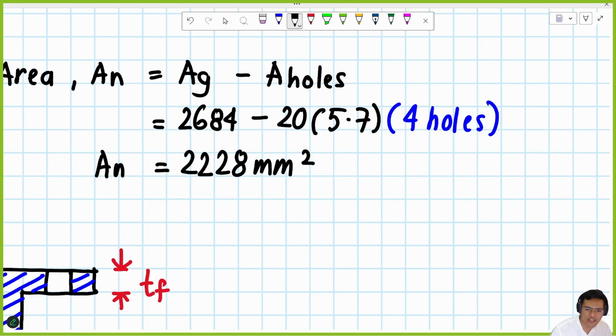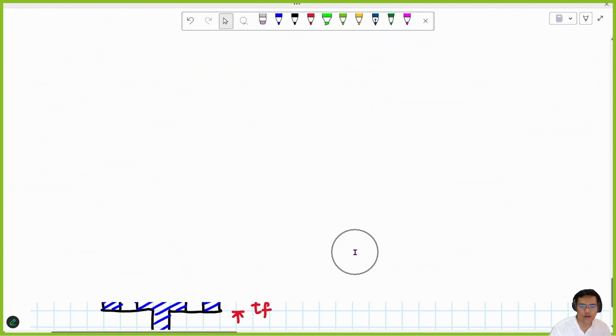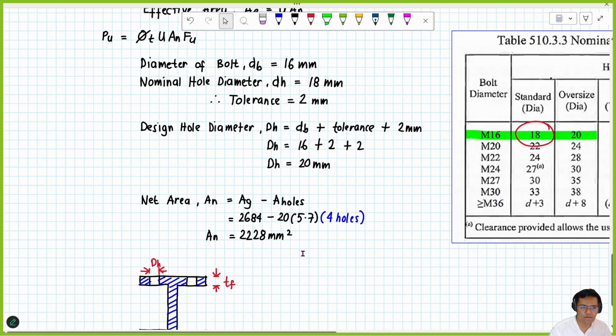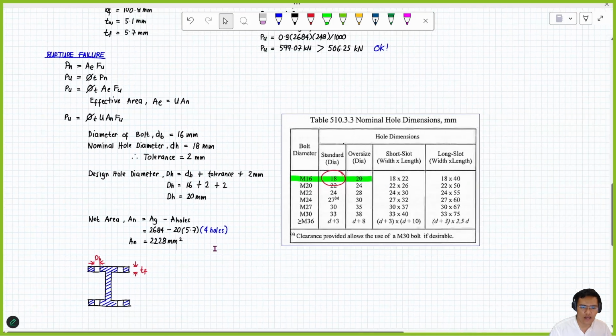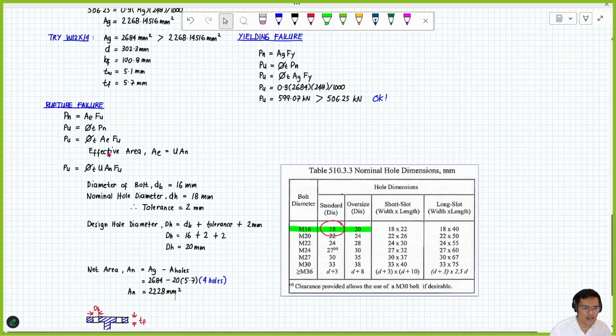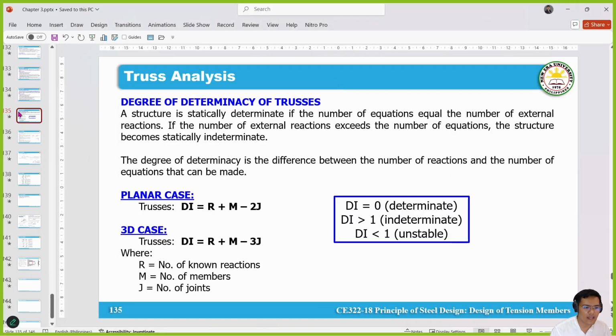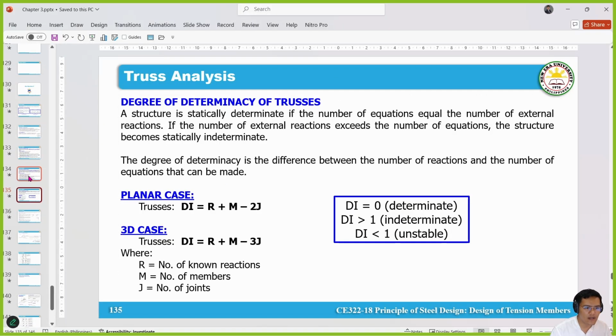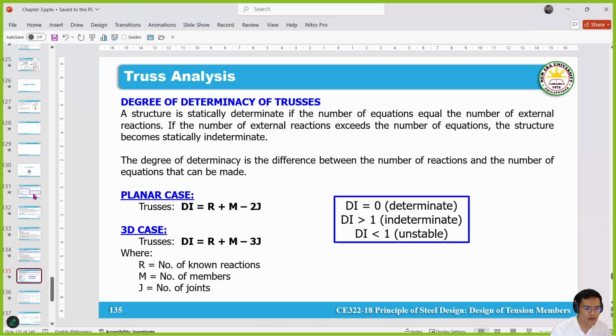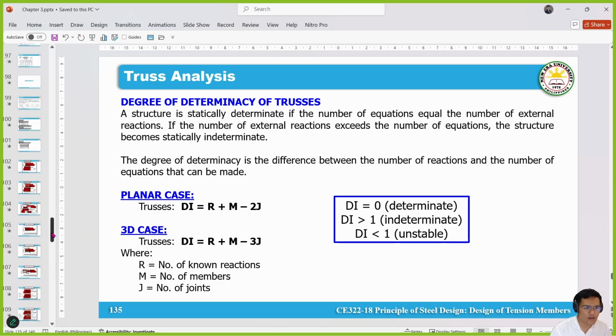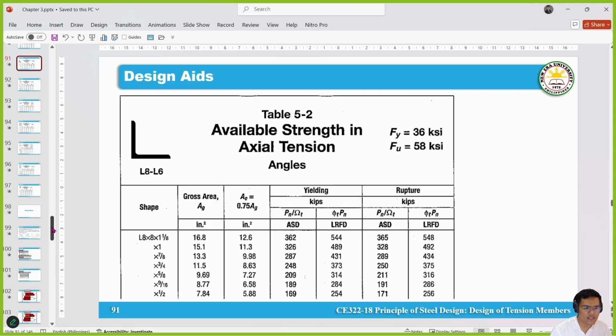So, we have area net. The shear lag factor is the only one missing on our equation. I think we could calculate our shear lag factor now. Okay? Let's go back to the cases to confirm which case we will pull from. So, this is quick.